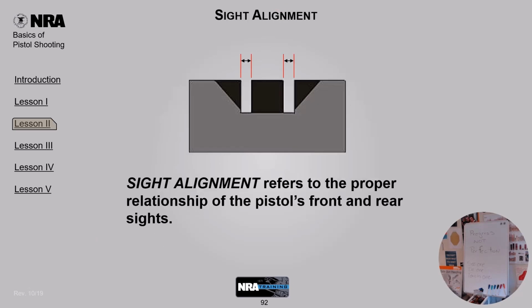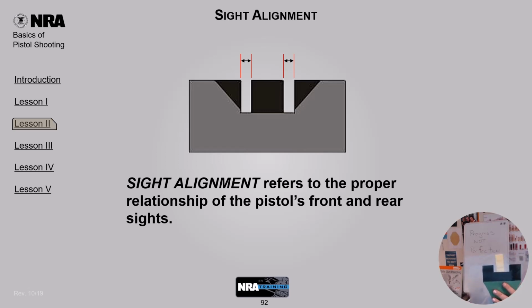Sight alignment refers to the proper relationship of the pistol's front and rear sight. So, I have very fancy tools here. This is your front sight, this is your rear sight. The way that I was taught to remember this is equal height, equal light. We want to make sure the top of my front sight matches the same height as my rear sight. Now, the light part is so that we have the same amount of light on both sides.